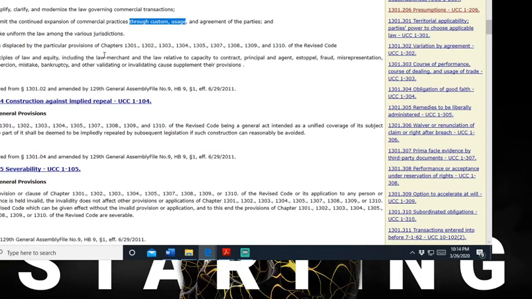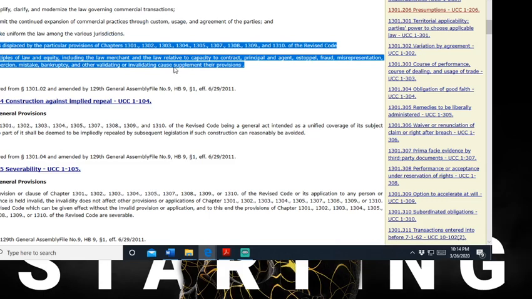To make uniform the law among various jurisdictions. Here we go again. That's what I'm trying to tell you. You've got to read. Go through your state codes. You guys are not going through them. I can't repeat it enough. Go through your state codes. Go through your state statutes. Contract.